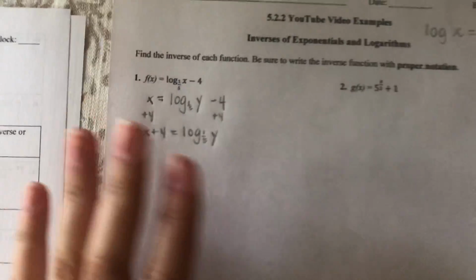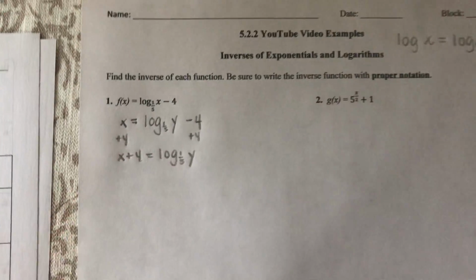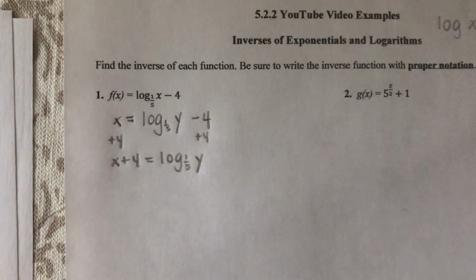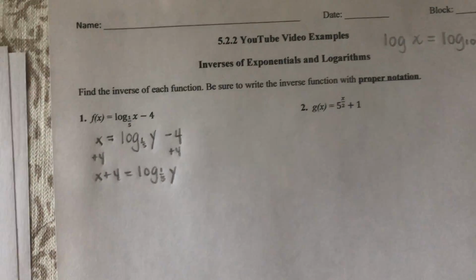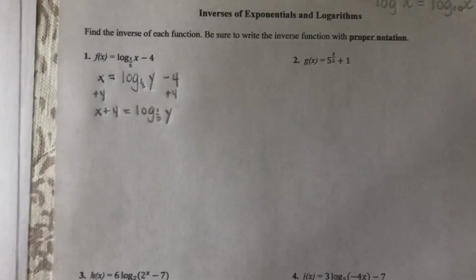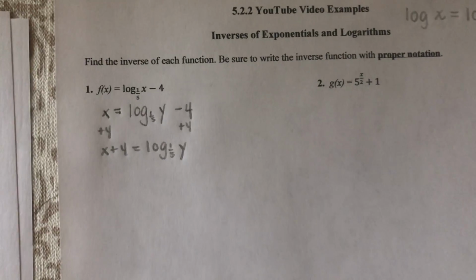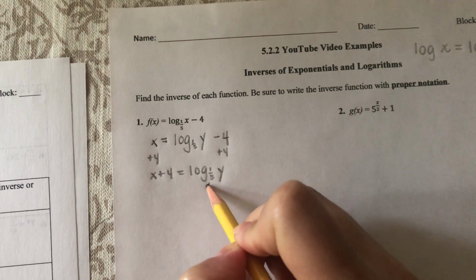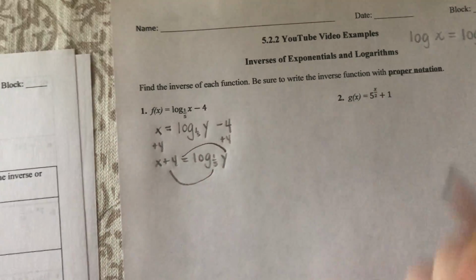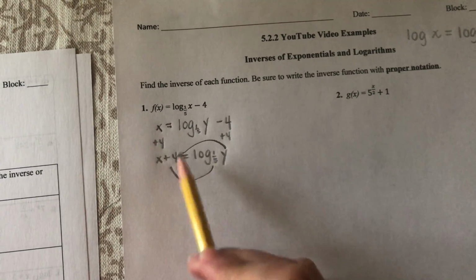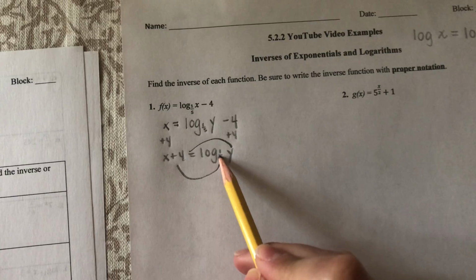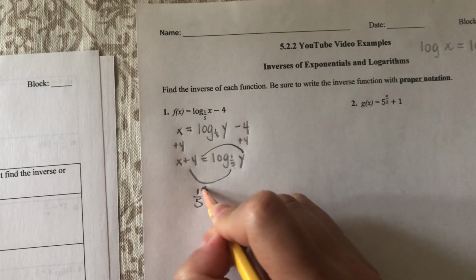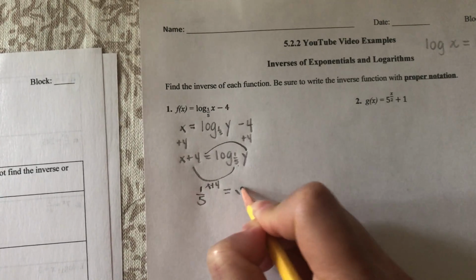Now I need to try to get y alone, but it's attached to the log. The only way to undo a log is to popcorn it and put it into an exponential. Like logs can only be undone with exponentials, and exponentials can only be undone with logs. That's the only way to get rid of it. So I'm going to popcorn. So 1/5 to the x plus 4 equals y. Remember, the number on the other side of the equal sign is always the exponent, and this is always the base of the exponential. So 1/5 to the x plus 4 equals y.